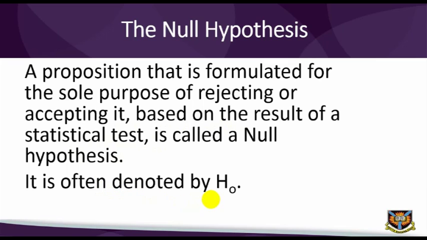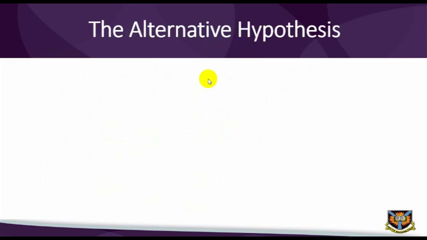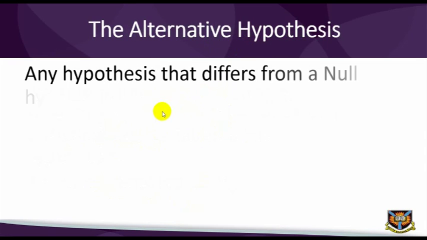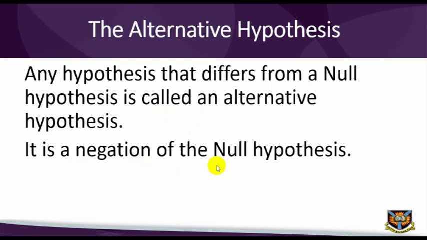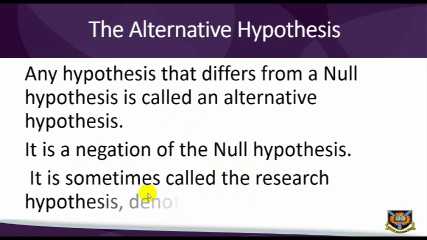The alternative hypothesis. Any hypothesis that differs from a null hypothesis is called an alternative hypothesis. It is in fact a negation of the null hypothesis. It is sometimes called the research hypothesis, denoted by H1. Thus, we can define a hypothesis as a proposition about an assumed relationship between two or more variables.